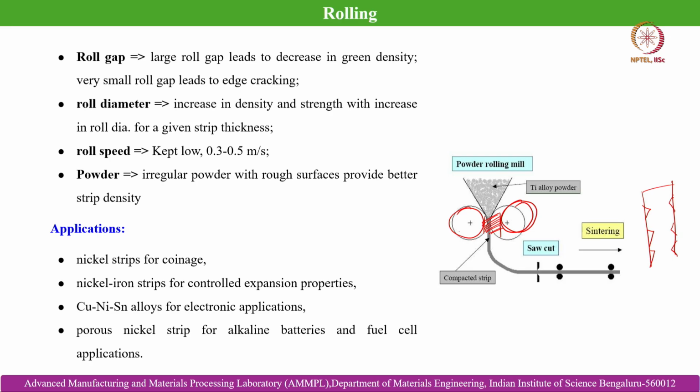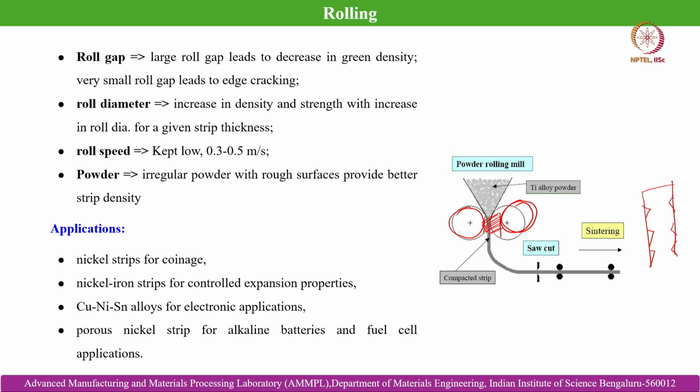And then powder. Irregular powder with rough surfaces provides better interlocking, and that is why it can facilitate achieving higher green strip density. Of course, there are problems in the sintering stage that we have discussed earlier. Hence, we always recommend going for powder particles having as high a sphericity as possible. Applications are nickel strips for coinage, nickel iron strips for controlled expansion properties, copper nickel tin alloys for electronic applications, and porous nickel strip for alkaline batteries and fuel cell applications.